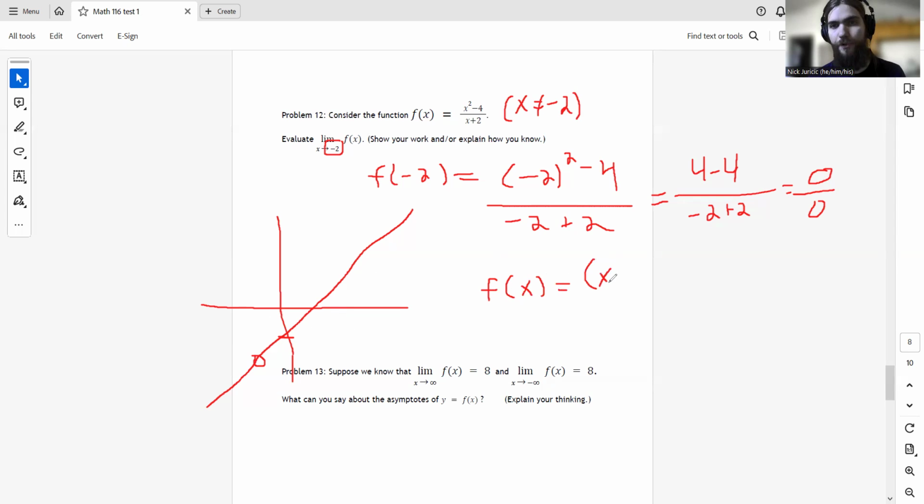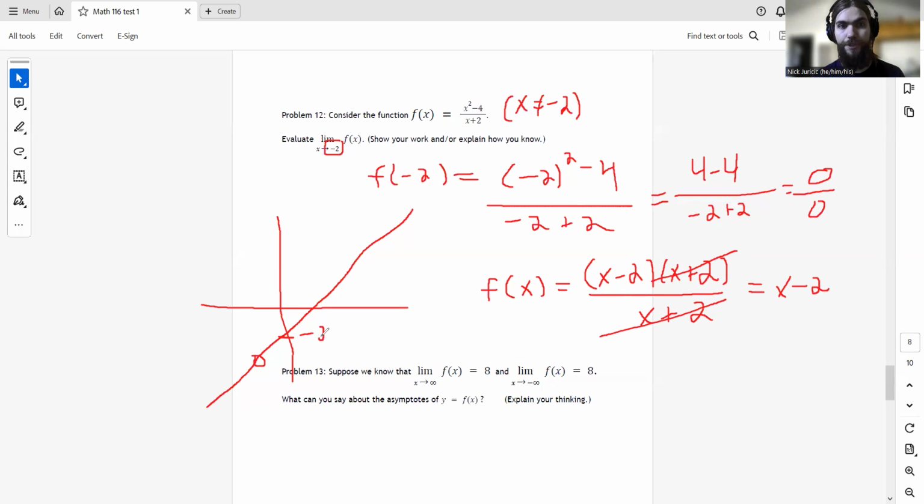Look at it in factored form: factor that x squared minus 4 up top into this difference of squares, so x minus 2 times x plus 2. And then we can cancel out this x plus 2 factor, leaving us only with the x minus 2. If we were to graph this on an actual calculator, the hole would be at x equals negative 2, y equals negative 4.